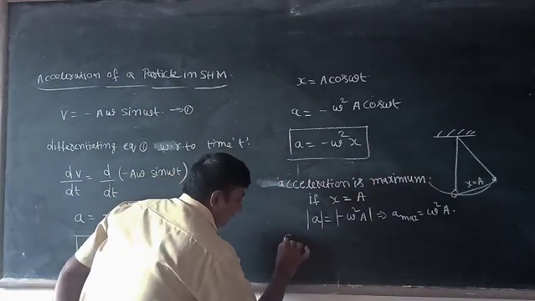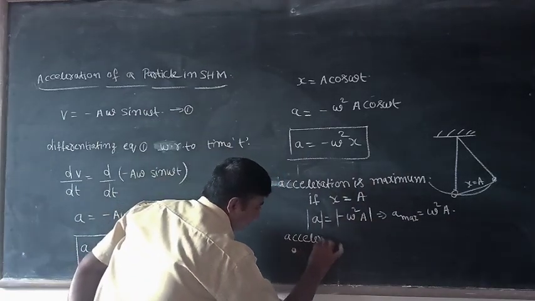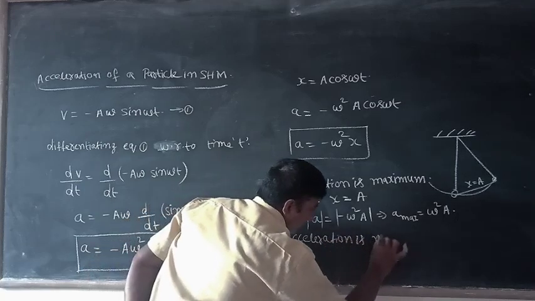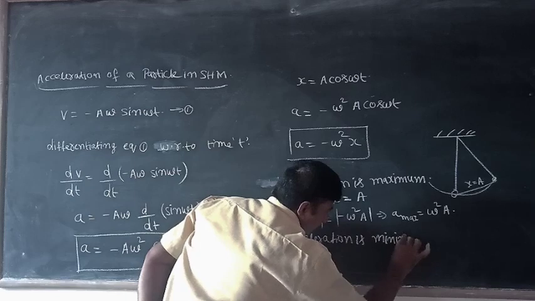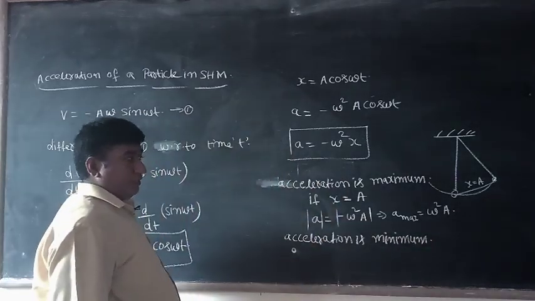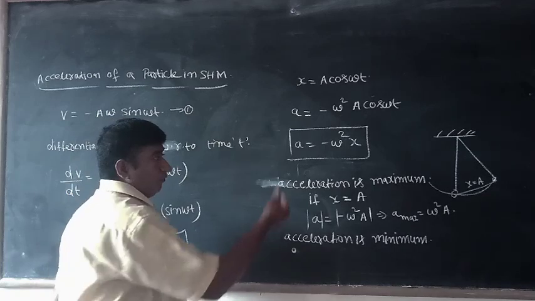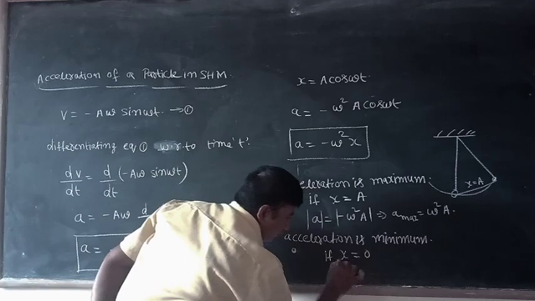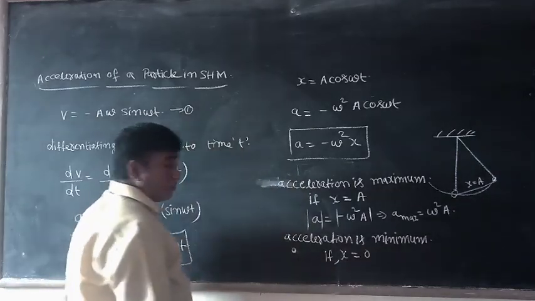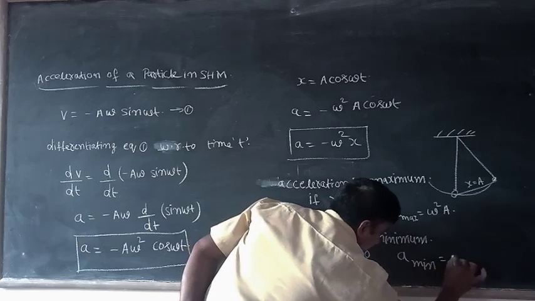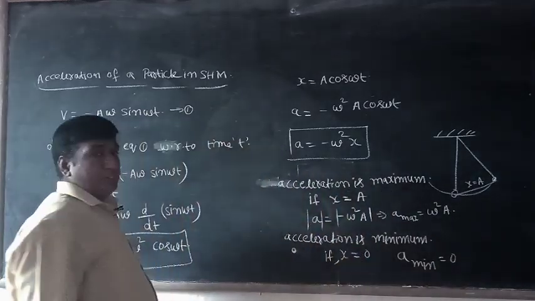In the same way, acceleration is minimum when the displacement of the particle x is equal to 0. If displacement x is equal to 0, then acceleration a is minimum, which is 0.